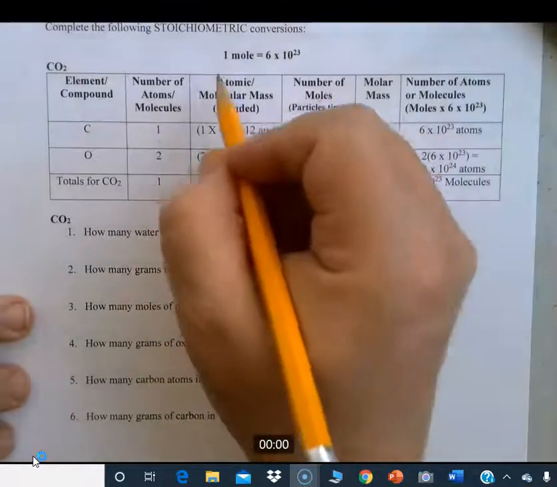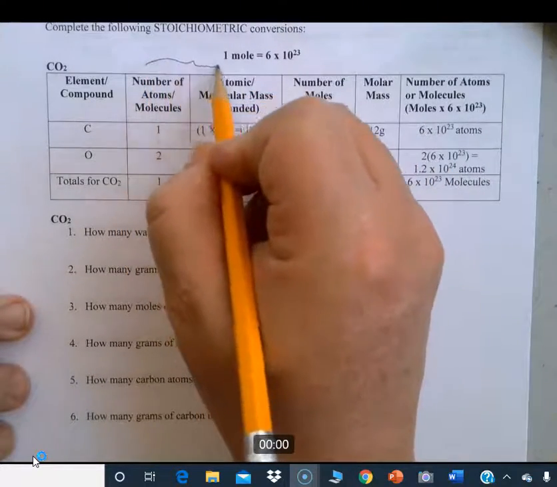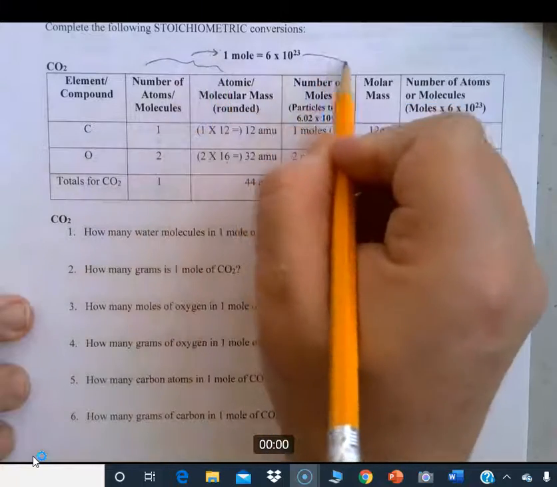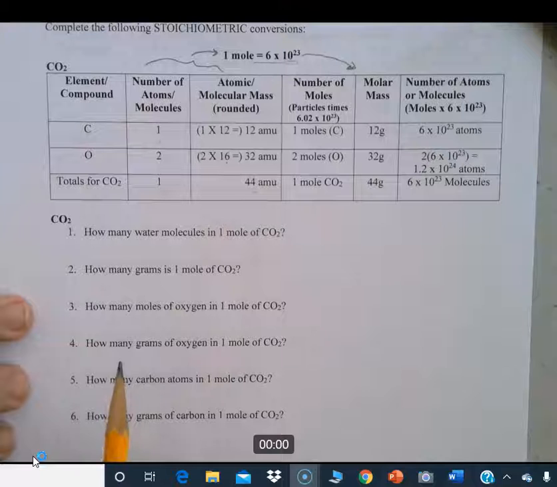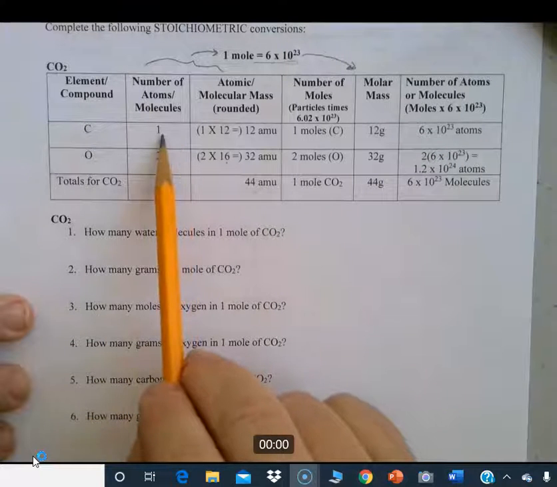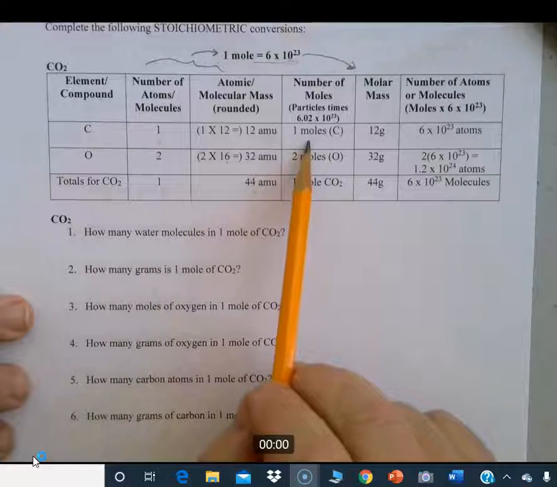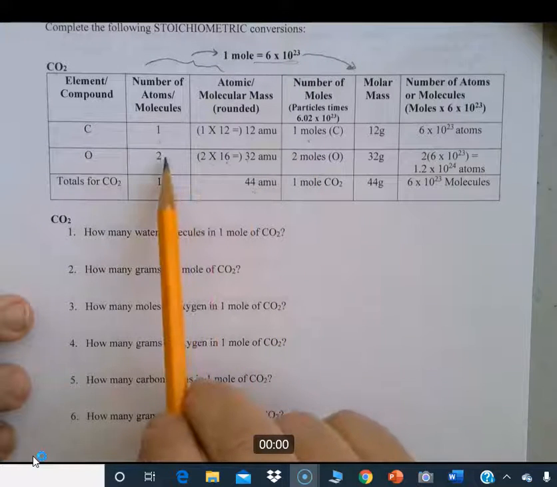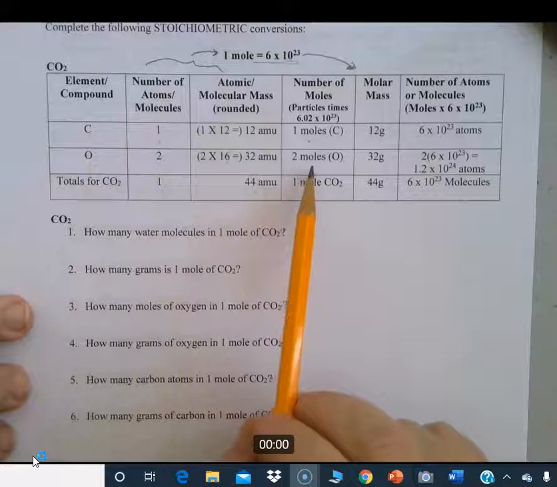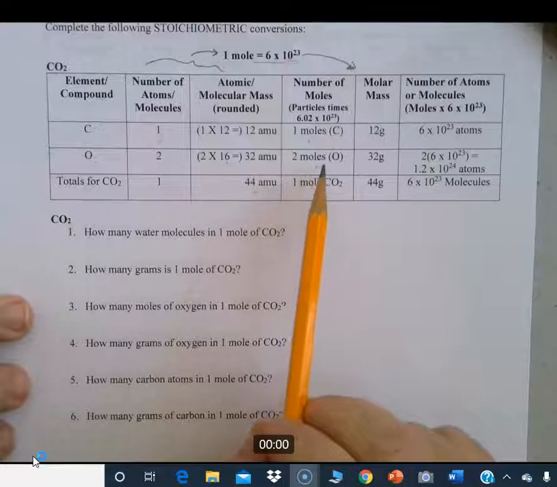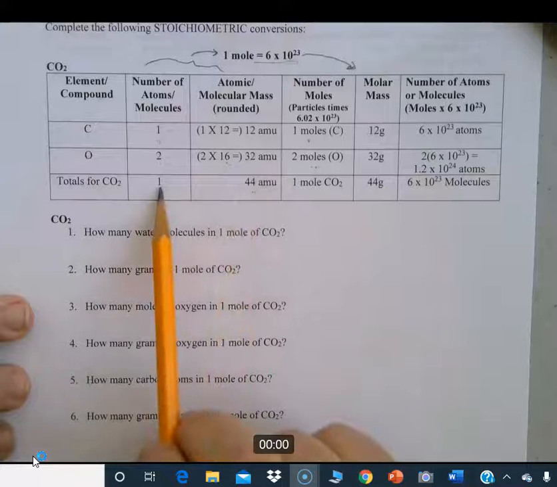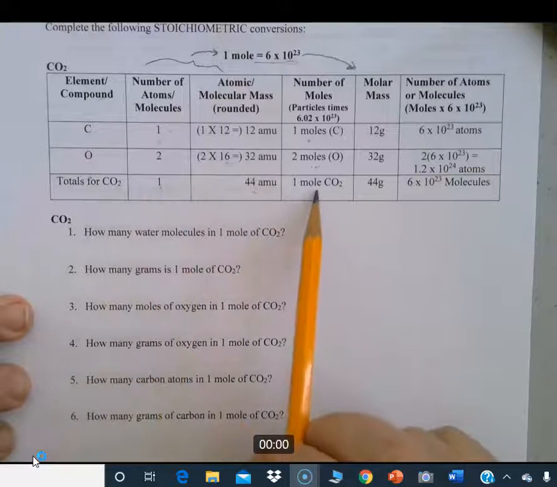Now, what this is saying is, from this area to this area, you're multiplying by this number, 6.022 times 10 to the 23rd. So instead of 1 atom of carbon, you have 1 mole of carbon atoms, 6.022 times 10 to the 23rd. Over here, instead of having 2 atoms of oxygen, you have 2 moles of oxygen atoms, 2 times 6.022 times 10 to the 23rd. And finally, at the end, instead of having 1 carbon dioxide molecule, you'll have 1 mole of carbon dioxide molecules.